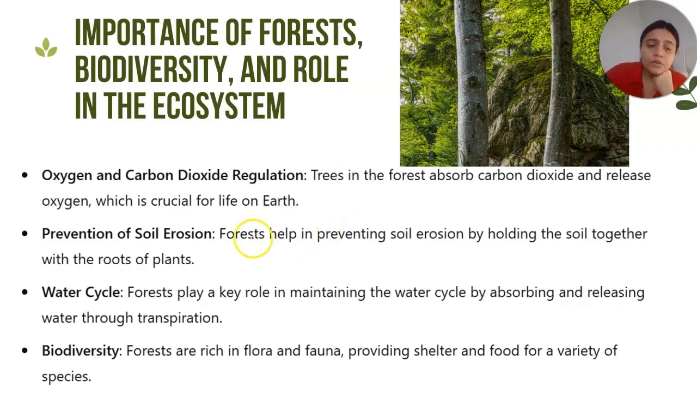But we are going to see them one by one. Oxygen and carbon dioxide regulation, and prevention of soil erosion. How? What is soil erosion? Soil erosion is when the topmost layer of the soil washes away when there are no trees present on the soil. What the trees do to reduce soil erosion is that they support the soil. Their roots are fixed inside the soil.